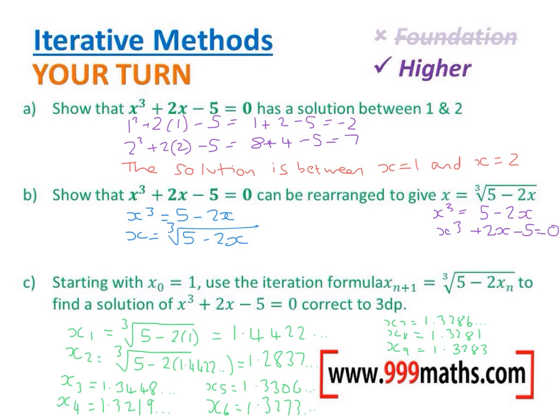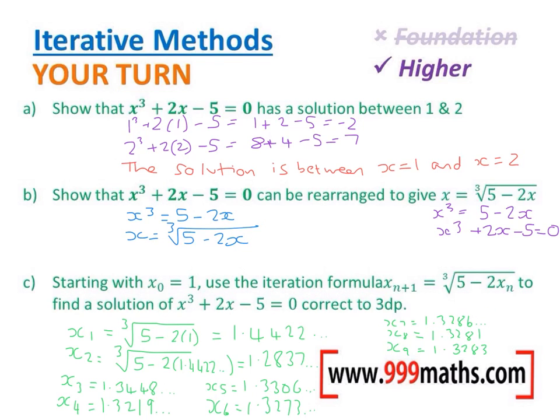So x1 was 1.4422, x2 1.2837, and I kept going. I haven't shown any more working out because I'm now looking for a solution. I've already shown my method. x3, we've got x4, x5, x6. All of these don't round correctly to 3 decimal places consecutively.